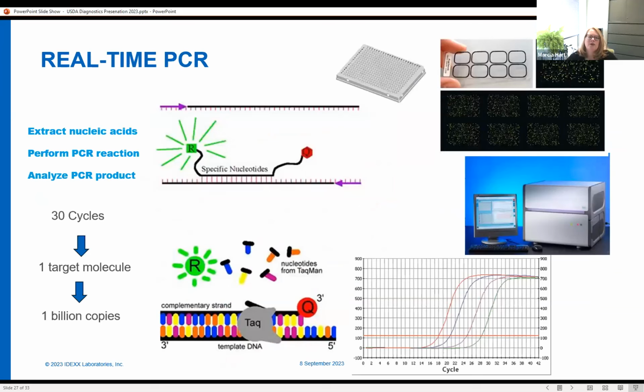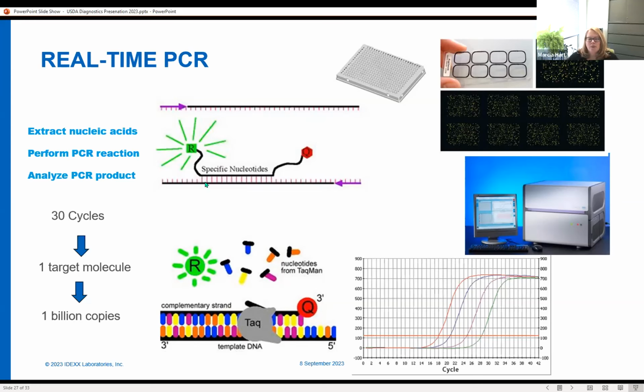Newer on the line is real-time PCR. And really, the only difference with real-time PCR is that it uses some kind of incorporation of a fluorescent intercalating dye or a probe type system to be able to look at amplification in real time as it happens. So in conventional, you have to wait for all the reactions to occur, and then you look at the product. But here, you can actually look at the product as it's going, or you can wait until it's finished.